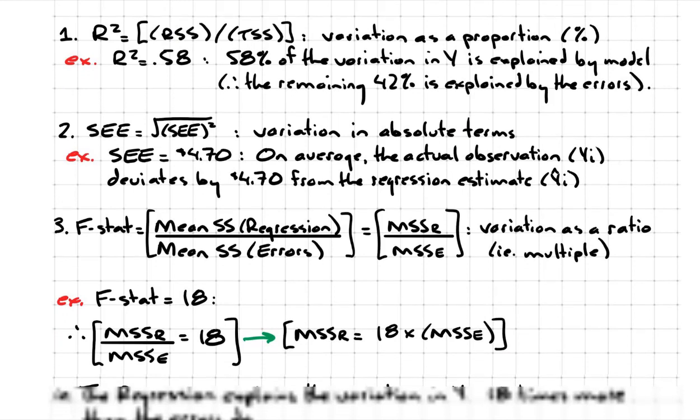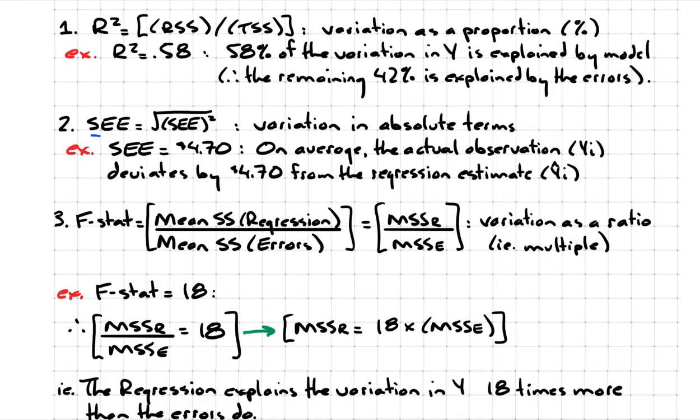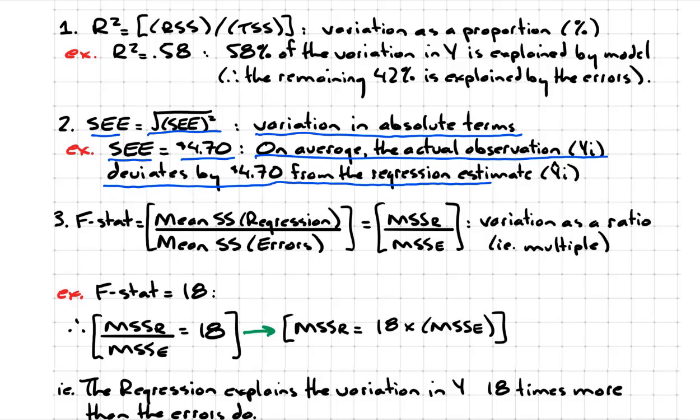The other metric that we can compute using Anova is standard error of estimate, which is simply the square root of SEE squared. And what this does is it expresses variation in absolute terms. So, for example, if SEE is $4.70, it would imply that on average, the actual observations deviated by $4.70 from the regression estimate.